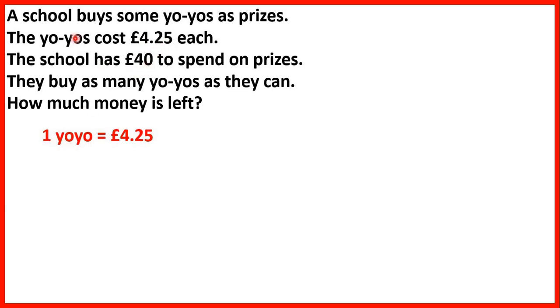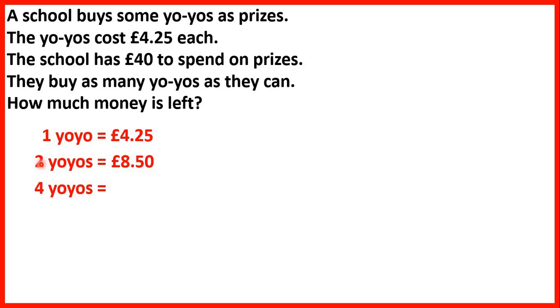So we know that one yo-yo is £4.25, so to find the cost of 2 yo-yos, we can multiply that by 2, or add £4.25 plus £4.25, and that would give us £8.50. But that's still not very close to £40, so we don't want to keep on adding £4.25. Instead, it makes more sense to double.